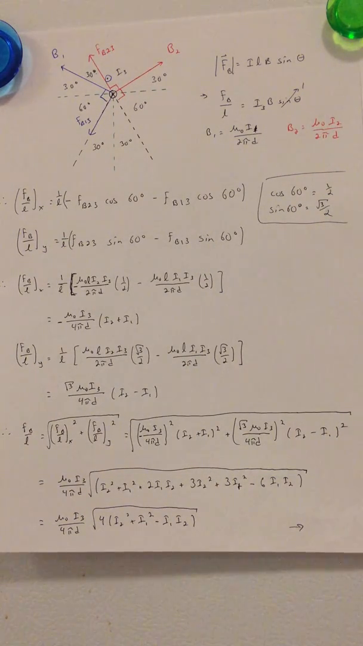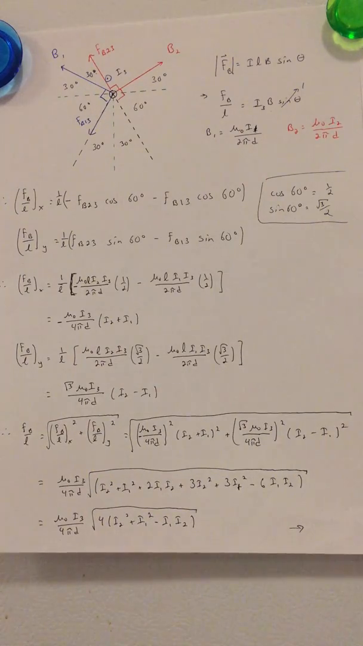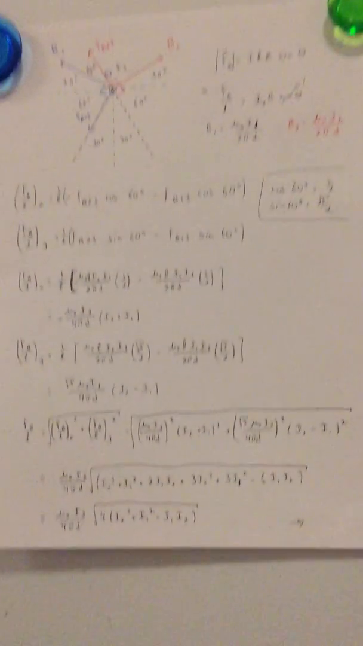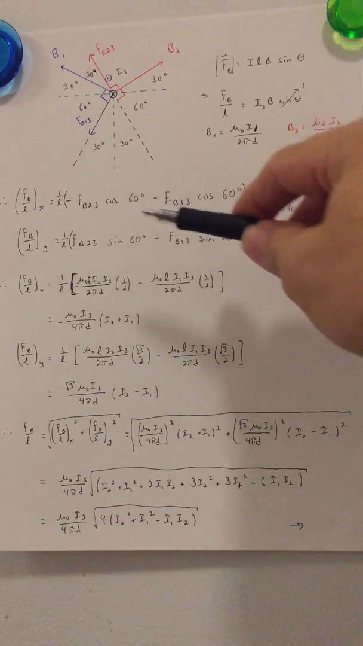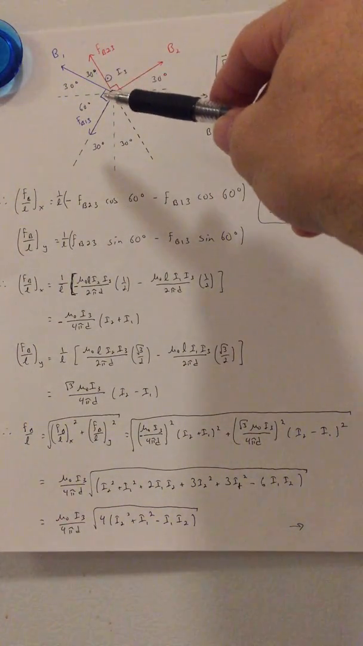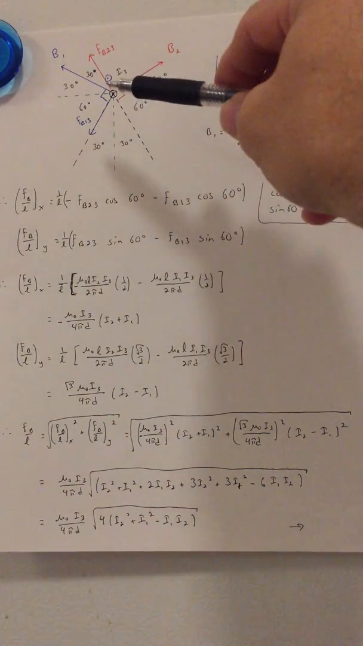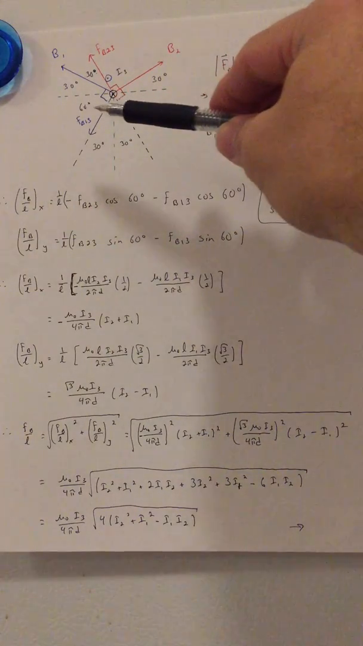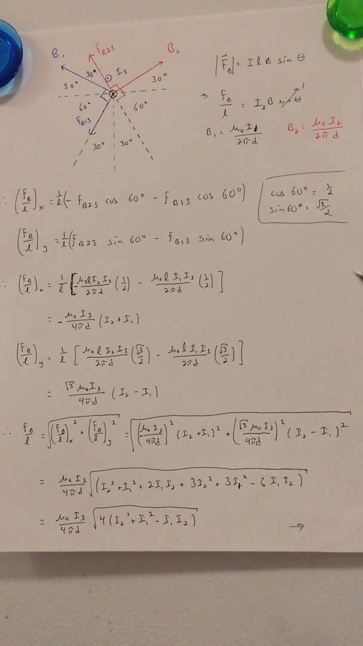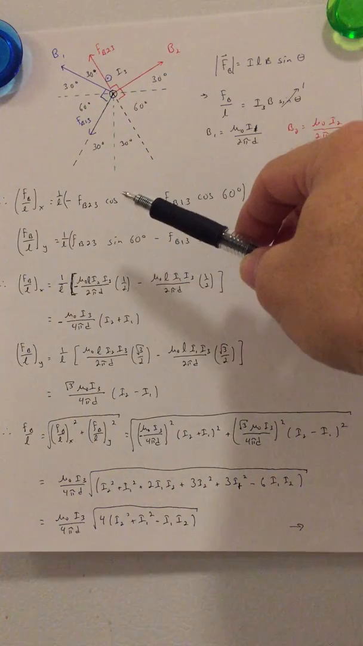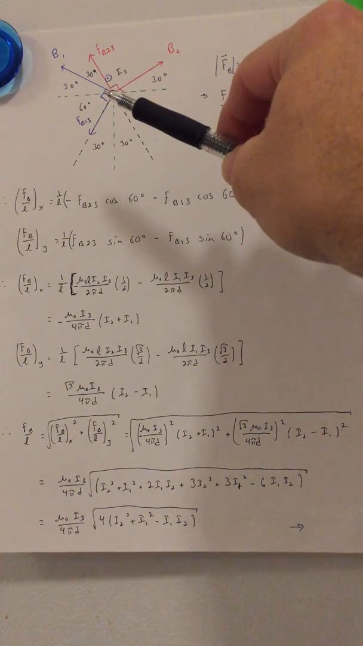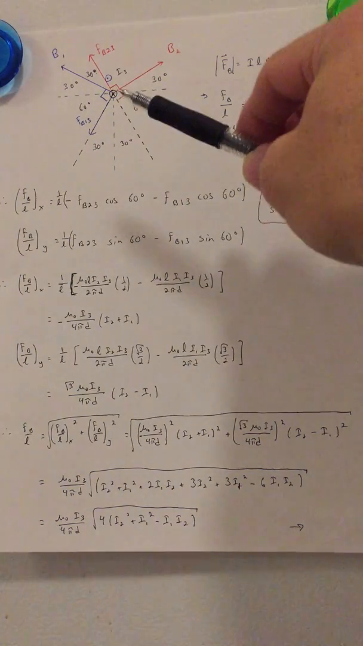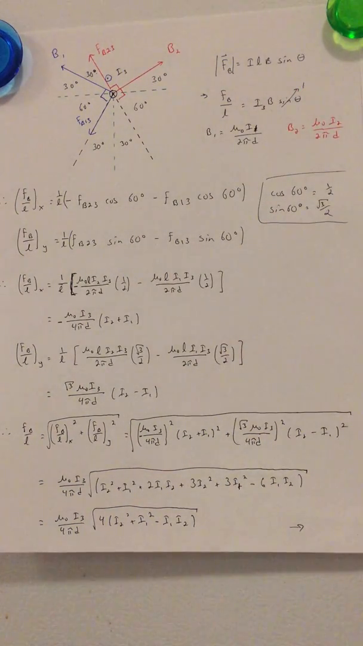And now it's just a matter of slogging through the algebra, peeling off the components. In the x direction, I've got minus FB23 cosine 60, that's this component here from the red vector. And minus FB13 cosine 60, that's this component here. In the y direction, I've got positive FB23 sine of 60, that's this component here. And negative FB13 sine of 60, that's this component here.